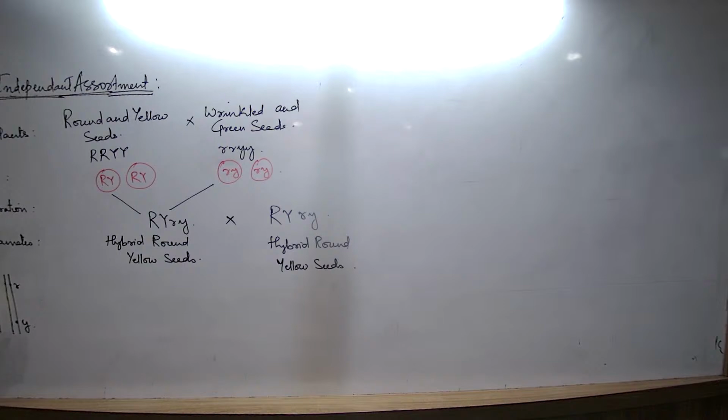आया समझ में? So what alleles should I write here? I will write here capital R. What alleles should I write here? I will write here small r. What allele here? Capital Y. What here? Small y.